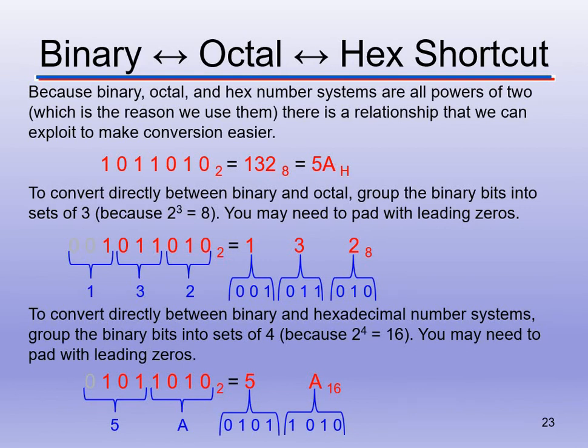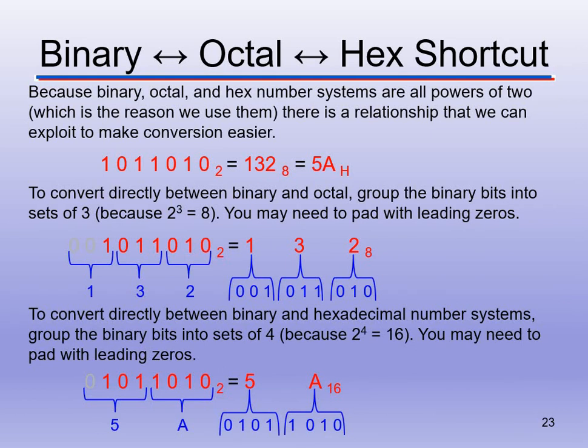You can put as many zeros in front of the number as you need to make sure that this gets completed. So we group them in chunks of 3 when we're going binary to octal. If we're going binary to hex, we have to group in chunks of 4, because remember, hex, the base is 16, which is really 2 to the 4th. So 16, so 2 to the 4th bits. That's where that comes from, where it's calculated from.